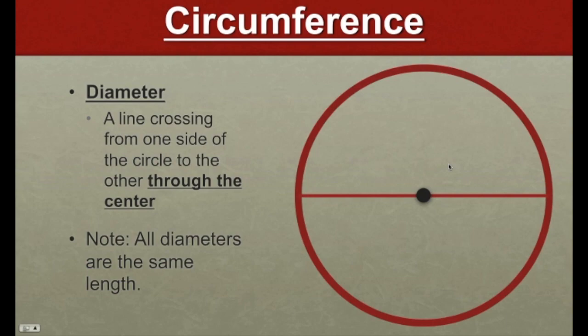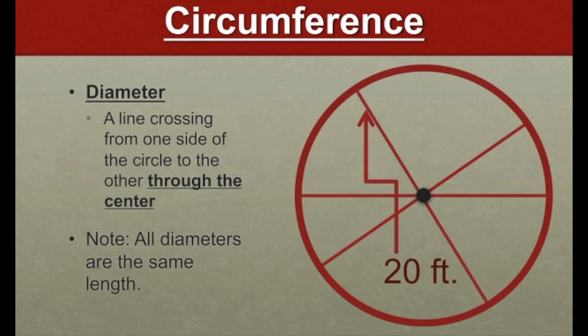And it's really important to make sure you know that all diameters are the same length. So for example, if this diameter here is 20 feet, then this diameter here is also 20 feet, and this diameter here is also 20 feet. Doesn't make a difference if it's in the same circle and they all go through the center of the circle. If they are all diameters for the same circle, they all have the same length.